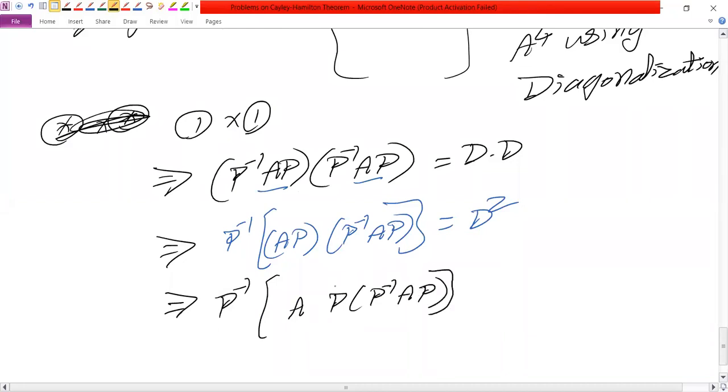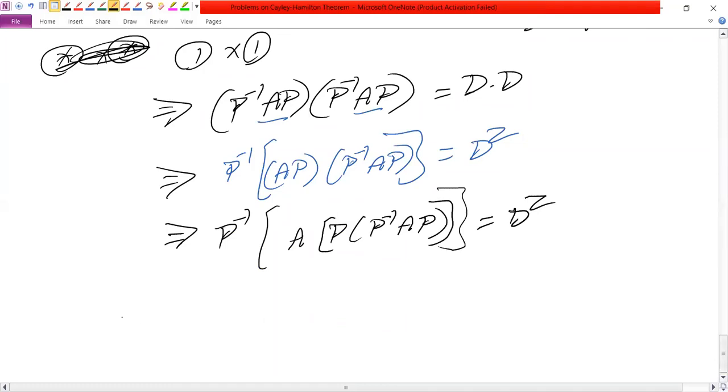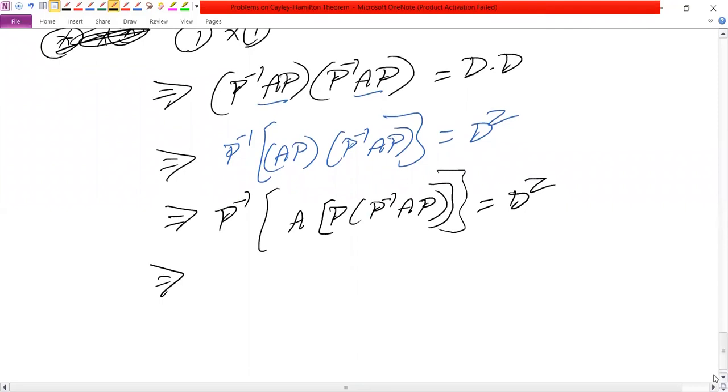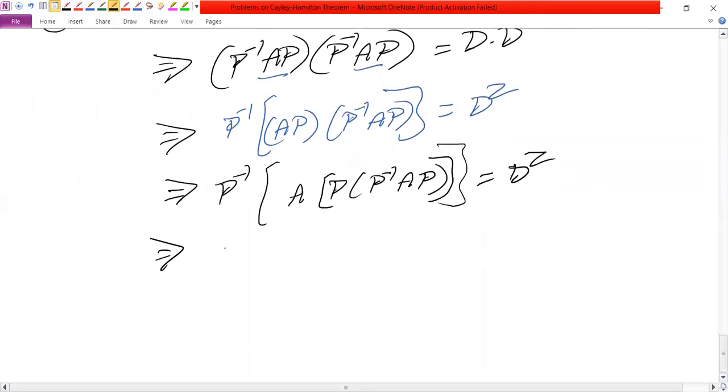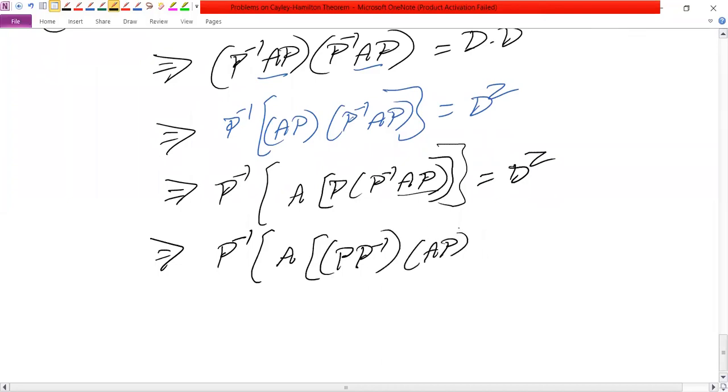Here you will get one more bracket. Again, if you apply the associative property, I am writing in detail step by step. Actually you can skip and directly write the step here. P inverse A into, now I am treating this as one group. So what will we get? P into P inverse into AP, applying associative law, is equal to D square.